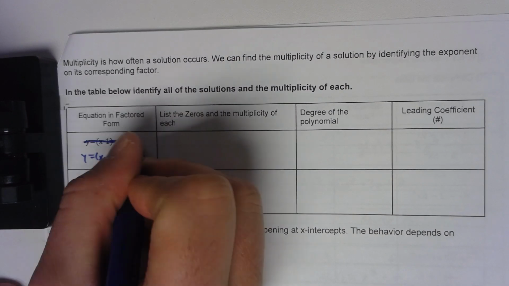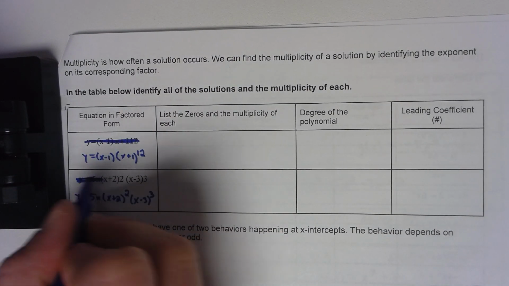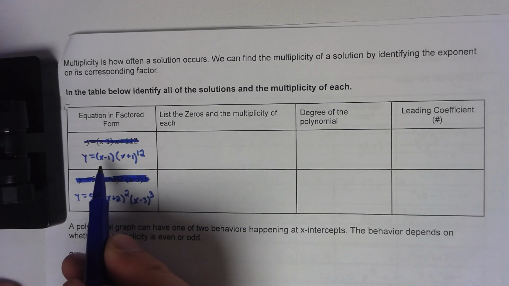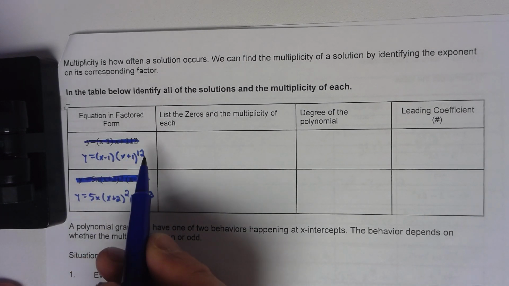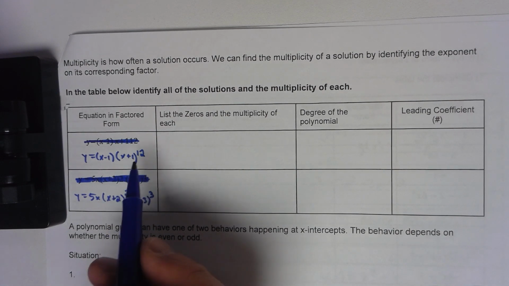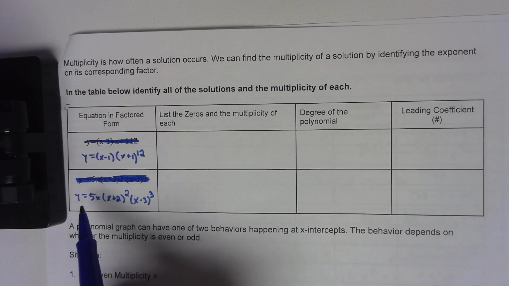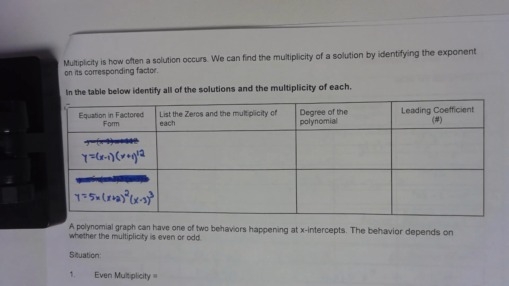the equations didn't print well because they were in the wrong format. So go ahead and just rewrite them. This is x minus 1, and then x plus 1 to the power of 12. Okay, I made that a little ridiculous. And then this next one, let's call it 5x, x plus 2 squared, and x minus 3 cubed. And I'll give you a sec to write those down.